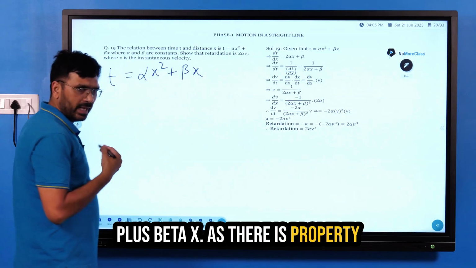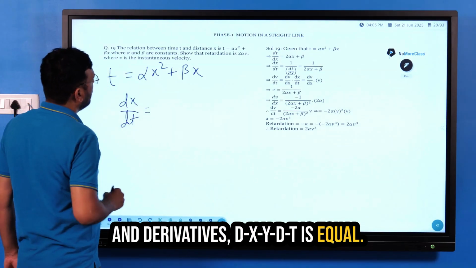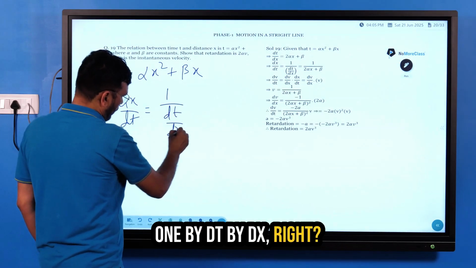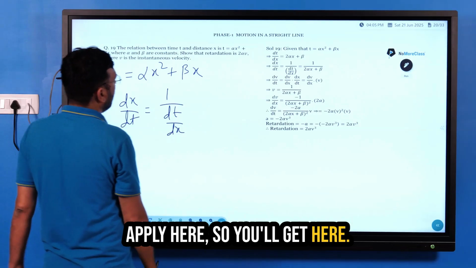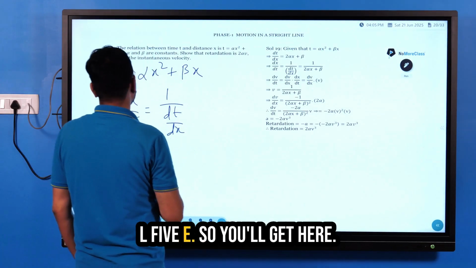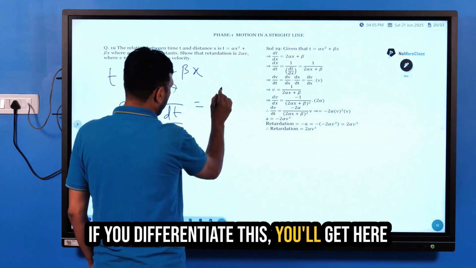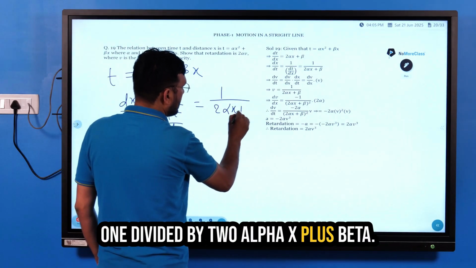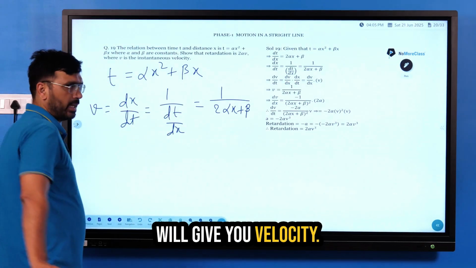As there is a property in derivatives, dx by dt is equal to 1 by dt by dx, right? So this property I am going to apply here. We need to show that the retardation is 2 alpha v. If you differentiate this, you will get 1 divided by 2 alpha x plus beta. This will give you the velocity.